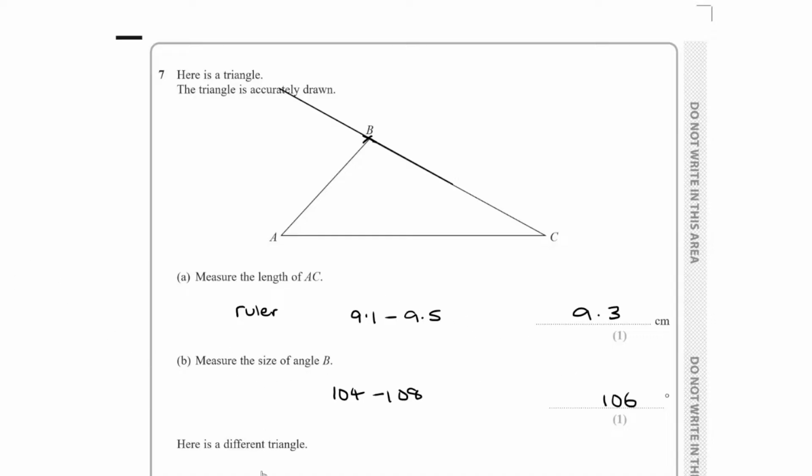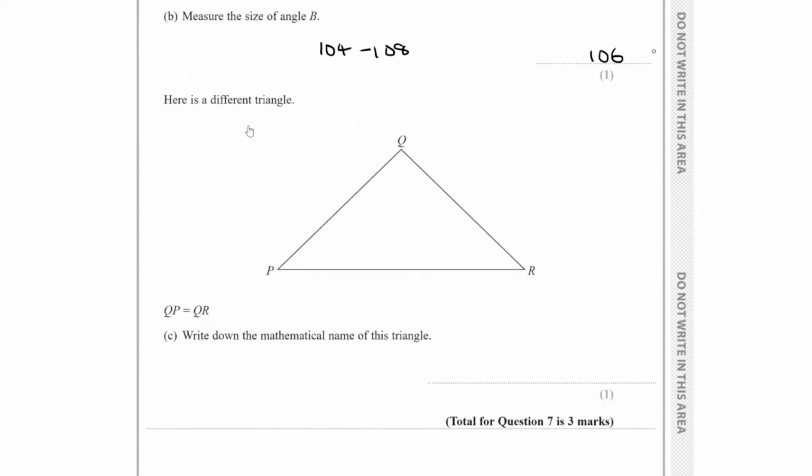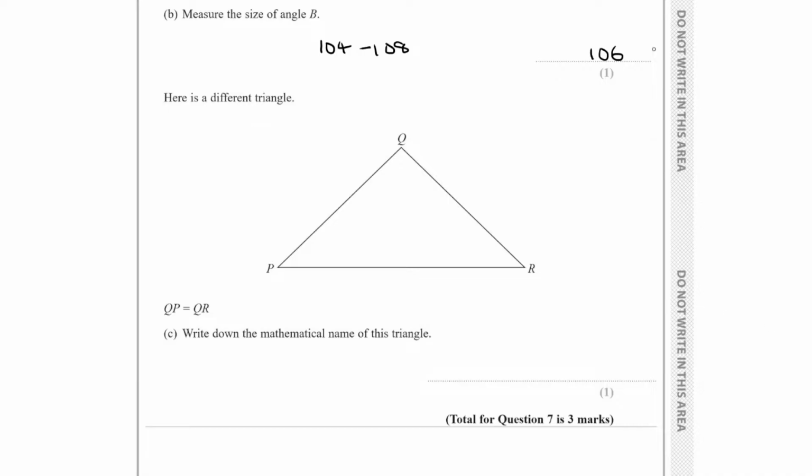Then we've got part C, so we've actually got a different triangle now. This is completely different. We've been told, here is a different triangle. They've said that QP is equal to QR, so the side QP is the same as the side QR, so those two are equal. Write down the mathematical name of this triangle.